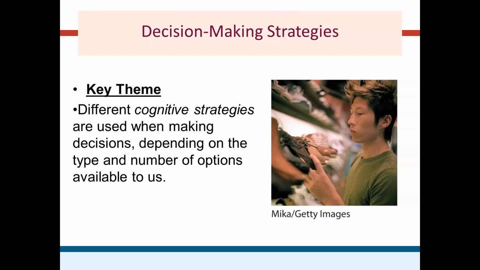We want to keep in mind that we tend to employ what's known as cognitive strategies, and they are used when making decisions depending on the type and number of options available to us. So basically, we are using what we've got in order to hopefully make a decision. Doing our best with what we've got.